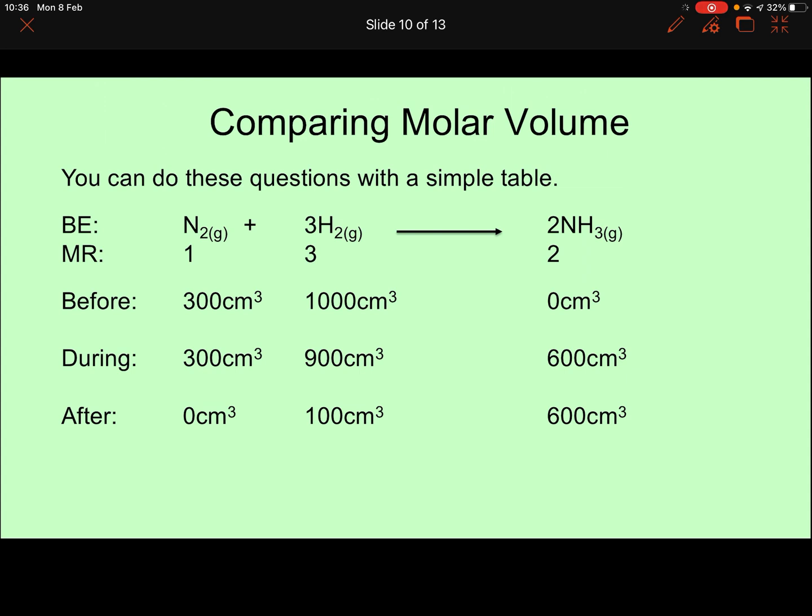After the reaction, all of your nitrogen has been used up. 900 centimetre cubed of your hydrogen has been used up. That leaves 100 centimetre cubed of hydrogen left over. And you've got your 600 centimetre cubed of ammonia that was produced. So if you just wrote that down, you've answered the question, A, B, C and D. Because there is the composition and the volumes of the gases left over at the end of the reaction. 600 centimetre cubed of product is ammonia and 100 centimetre cubed of unreacted hydrogen.